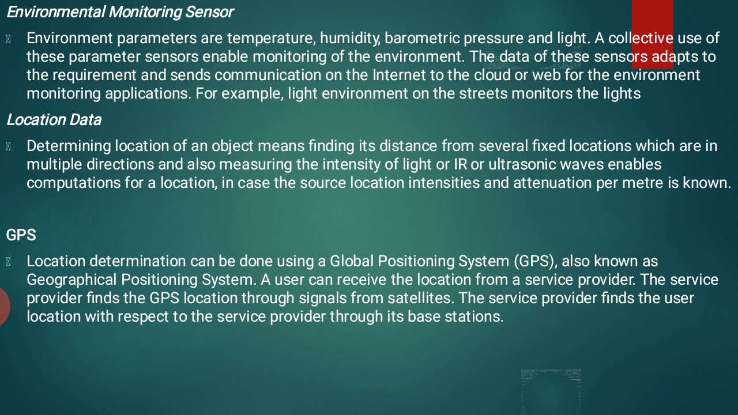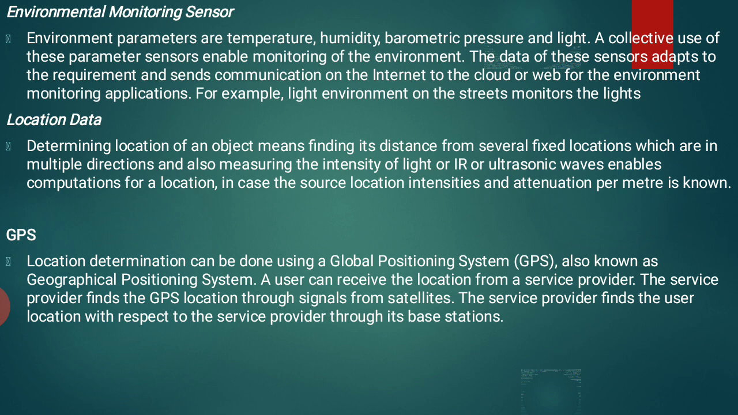Using these monitoring sensors, we can monitor the temperature, the humidity, the barometric pressure, and also the light. The data of these sensors is adapted to the requirement and communicated over the internet to the cloud or web for the environment monitoring application. So by using these sensors, we are generating the data.